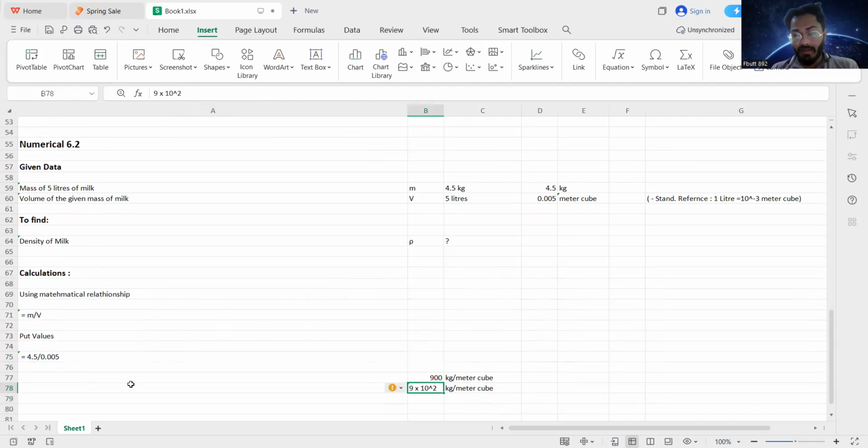So that can be written in the standard scientific form, and in the standard scientific form, the power of 10 should be multiplied with a number which should lie between 1 and 10. So by shifting the decimal point 2 places to the left, the value will become 9.0 multiplied by 10 to the power plus 2 kilogram per meter cube.